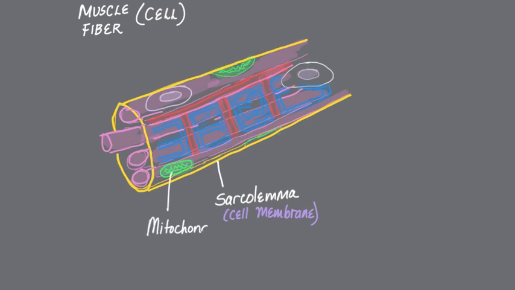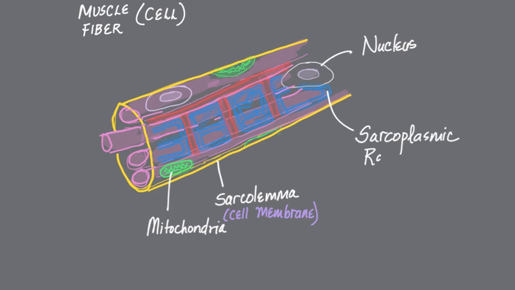The muscle fiber needs a lot of energy in the form of ATP in order to carry out muscle contraction. So there are many mitochondria scattered throughout the length of the muscle fiber. There are also multiple nuclei throughout the length of the muscle fiber. Another important organelle, which is shown in blue, is the sarcoplasmic reticulum. The sarcoplasmic reticulum is the smooth endoplasmic reticulum. In the muscle fiber, it occupies a large amount of space, and its job is to store calcium, which is very important for muscle contraction.